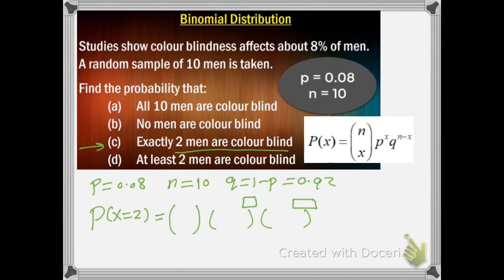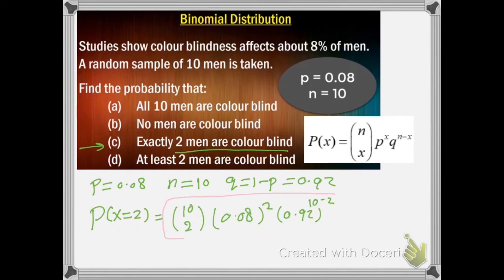Then let's start to substitute here combination n and x. n equals 10 and x equals 2. Nice. Inside this bracket, I will put the value of p equal 0.08. What is the power of that? x equals 2, so this number to the power 2. The second bracket, I will put the value of q equal 0.92 to the power n minus x. It means this number minus this number, then 10 minus 2. Now you can use the calculator to compute all of that to find the final answer.